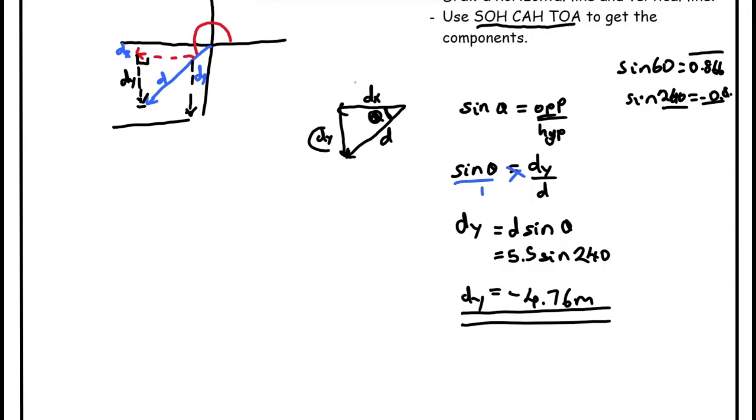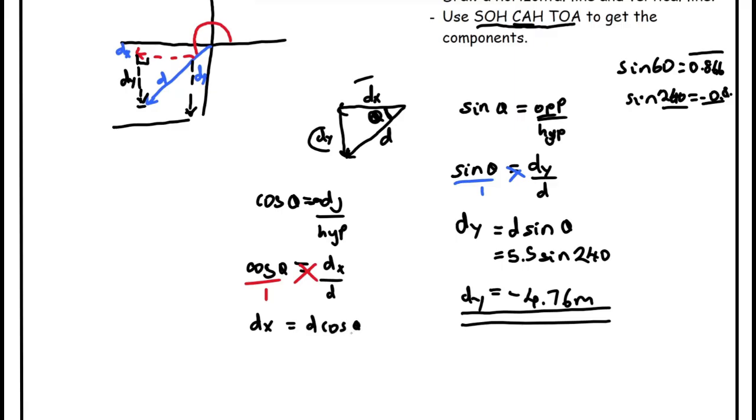Next, we want to get our dx. We have to go back to SOHCAHTOA. We'll use cos theta. So cos theta is equal to adjacent over hypotenuse. The adjacent side to this is dx and the hypotenuse is d. So cos theta is equal to dx over d. Making dx the subject, we cross multiply. This gives us dx is equal to d cos theta.